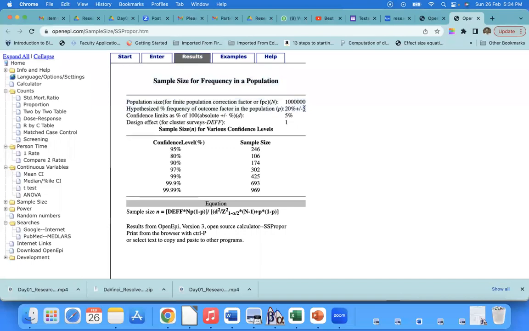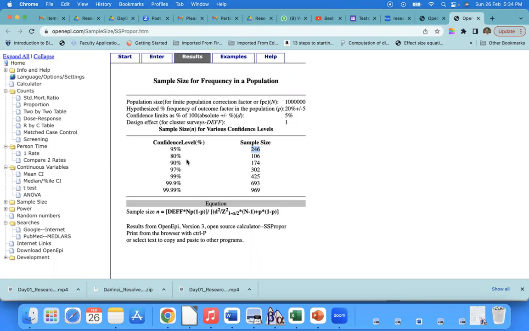Absolute precision is 5. Confidence limit as a percentage of 100, that is also 5%. That's the D. D is the precision. Then design effect 1. So the required sample size is 246 for a 95% confidence level.